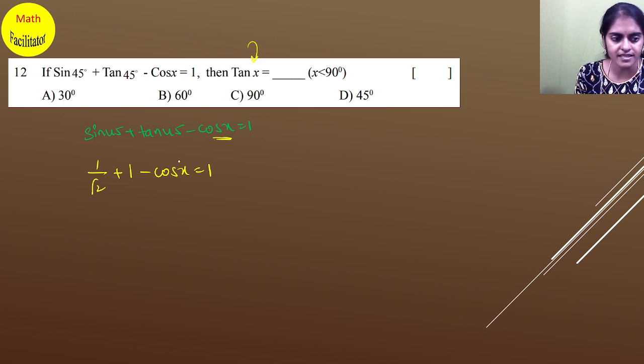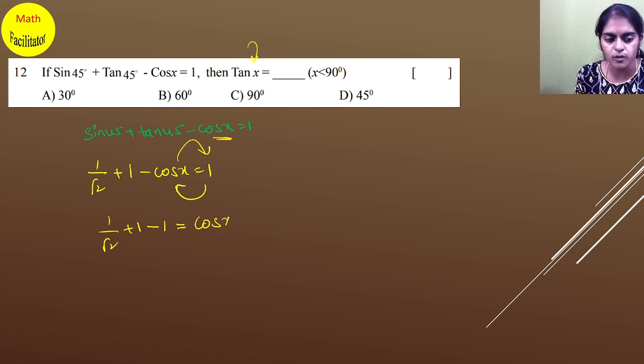So what is cos x? Let me transpose cos x to this side and 1 to this side. So 1 by root 2 plus 1. The 1 on the right coming to LHS will be minus 1, and minus cos x transposing to RHS will be plus cos x. Now plus 1 minus 1 gets cancelled. So you have cos x equals 1 by root 2.